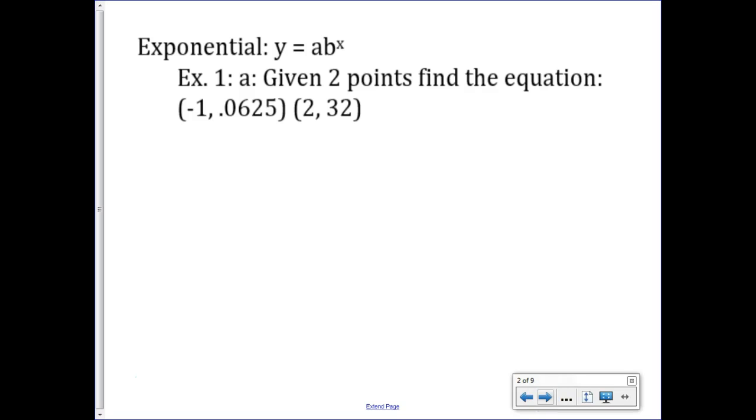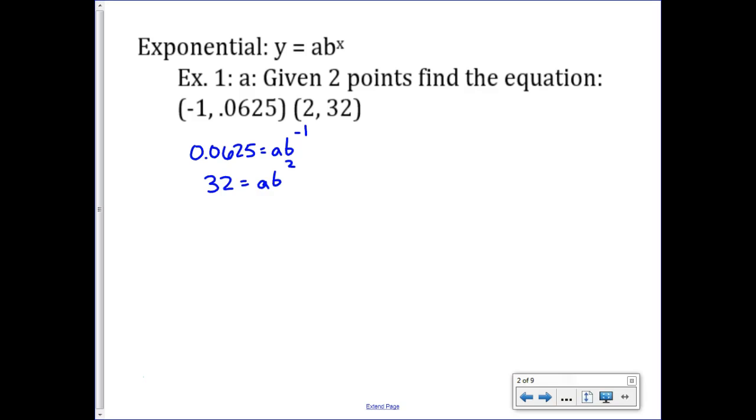So, exponential functions we know look like a times b to the x power. So if we are given 2 points, but we don't know a or b, we then can solve and find a and b. So we just plug in our x and our y values. So in this case I have 0.0625 is equal to a times b to the -1. And then I have 32 is equal to a times b squared.